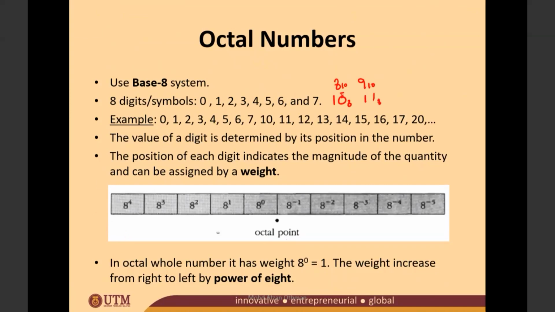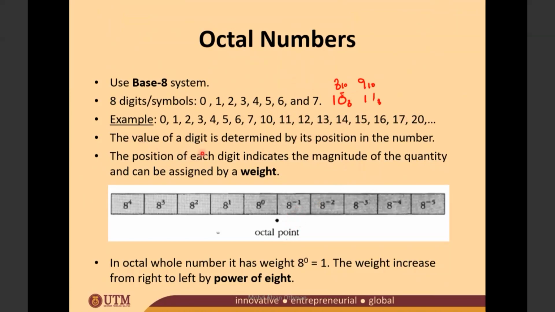Dan seterusnya. Kalau kita tengok ini, yang ni kosong. Kosong dalam desimal 1, 2, 3, 4, 5, 6, 7. 8 jadi 1, 0. 9, 1, 1. 10, 1, 2. 11, 1, 3. 12, 1, 4. Okay, 15, 16, 17. And then bila nak 17, dia akan jadi 2, 0. So this is how the asas 8 works.